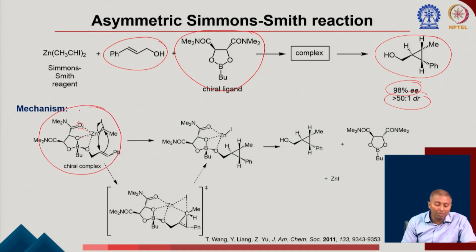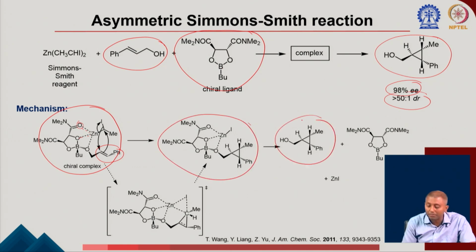Because of this coordination, the cyclopropanation happens on only one particular face of this olefin. As you know, an olefin has two different faces, but because this zinc is coordinated with this chiral boron, the cyclopropanation happens on the particular face shown here to give this corresponding product.